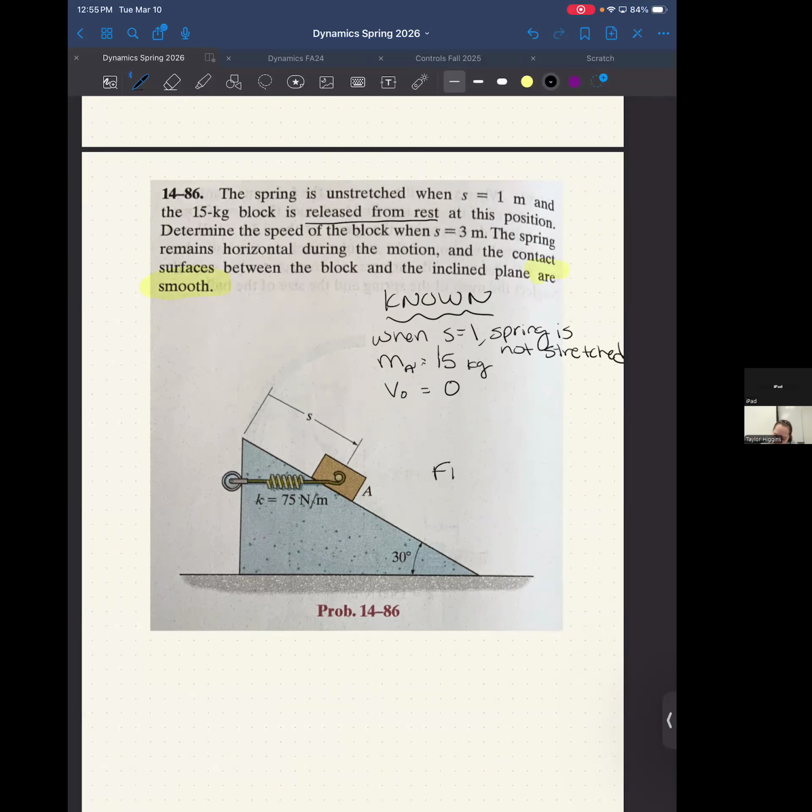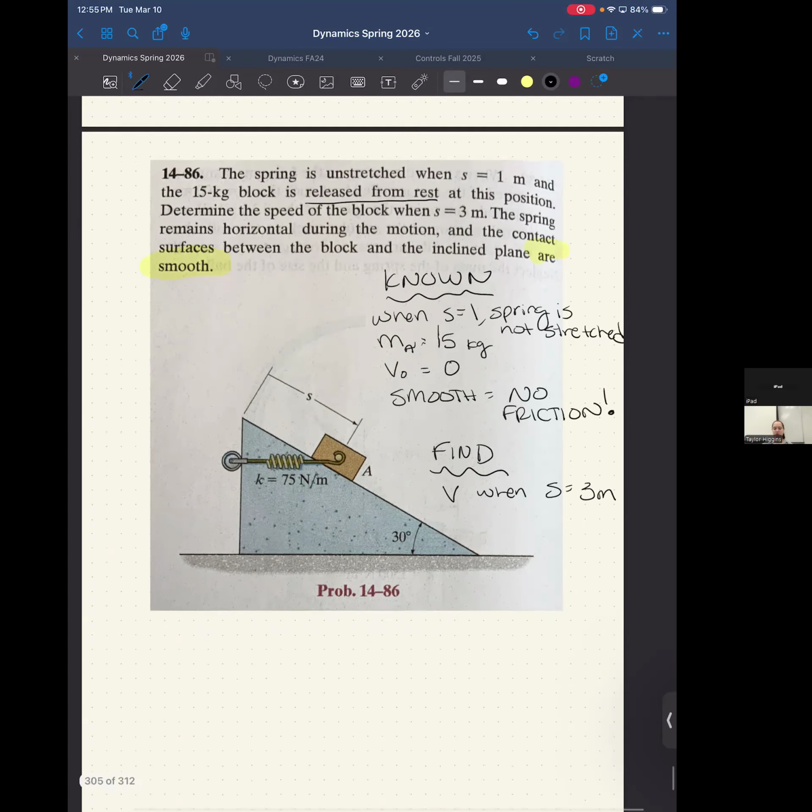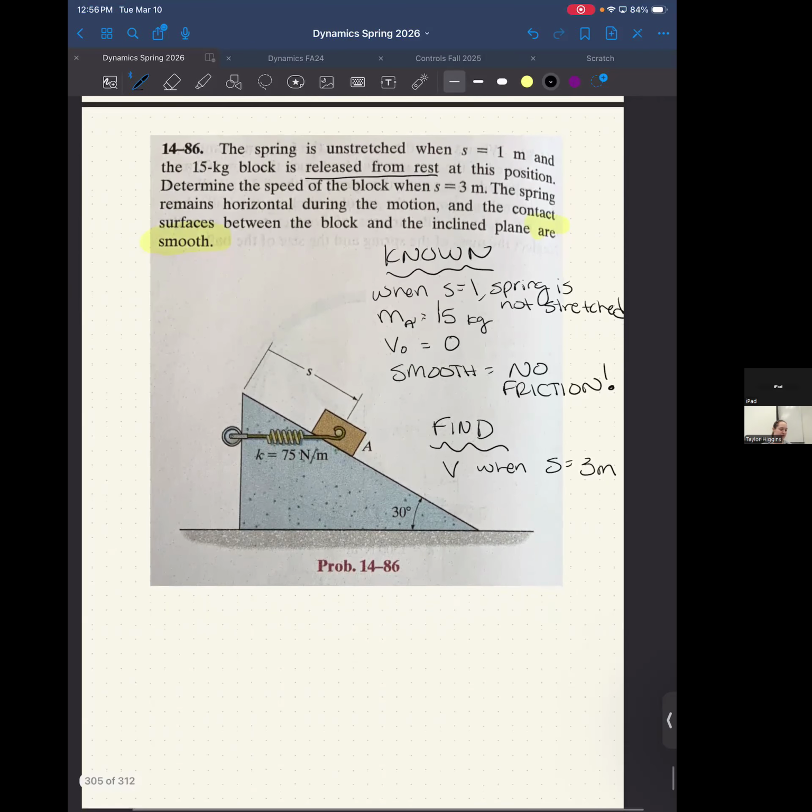Determine, so find the speed of the block when S equals 3 meters. The spring remains horizontal during the motion, and the contact surfaces between the block and the inclined plane are smooth. So smooth equals no friction forces. Okay, there's my known, there's my find.